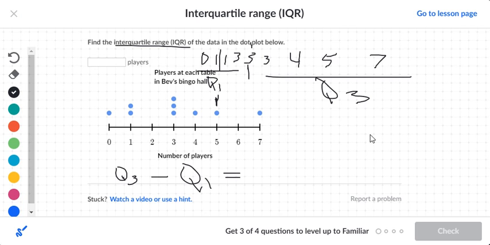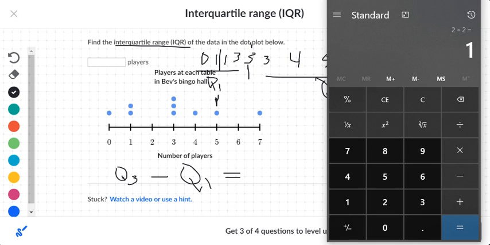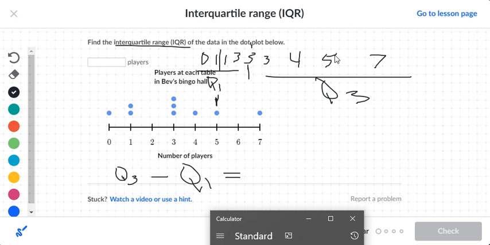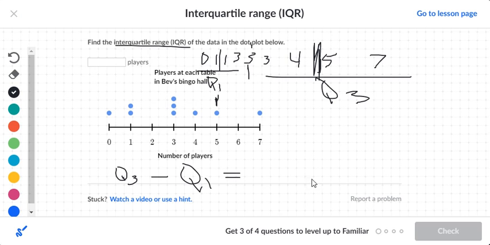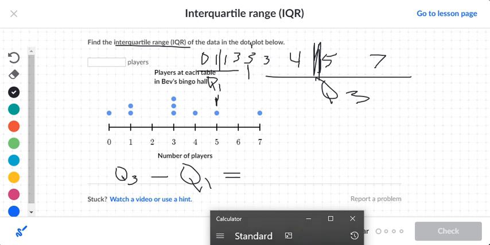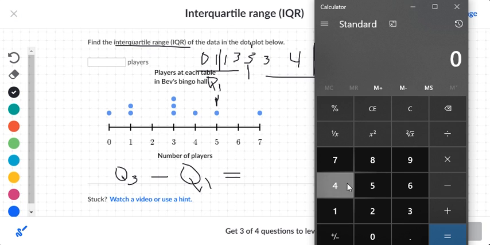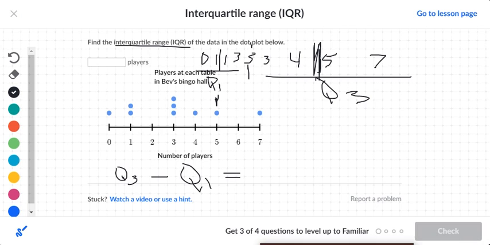Now, to do quartile 3, what we would do here is simply take 4 and 5. Right here we would have between 4 and 5. So we would simply take 4 plus 5. Now we divide this by 2, and that's going to give me 4.5.